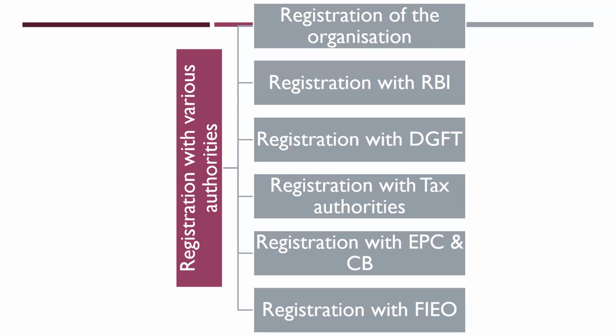That is all about the registration with EPC and CB. EPC stands for Export Promotion Council and CB stands for Commodity Boards. If you remember, we have already spoken about the role of EPC and CB. Basically, their role is more or less the same. The only difference is that they deal with different products.